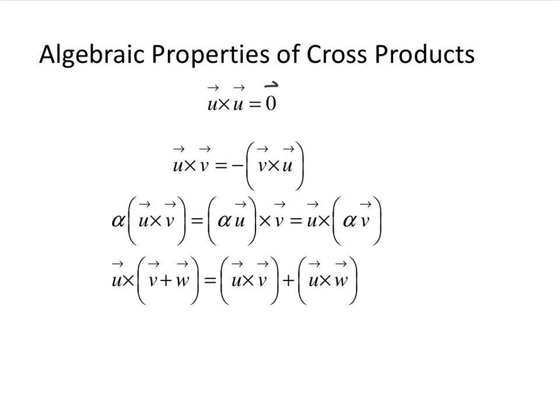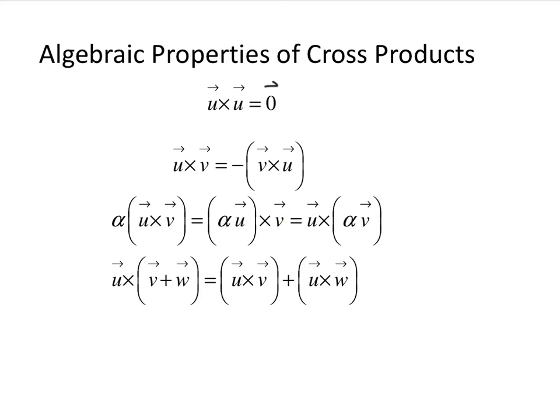So we talked about this one. Any vector crossed with itself we just found ends up being the 0 vector. U cross v is going to be the opposite of v cross u. If you have a scalar multiplied by a cross product, then you can multiply that scalar by either of the vectors, but just one of them. So a times u cross v is the same thing as a times u cross v or u times a cross v.